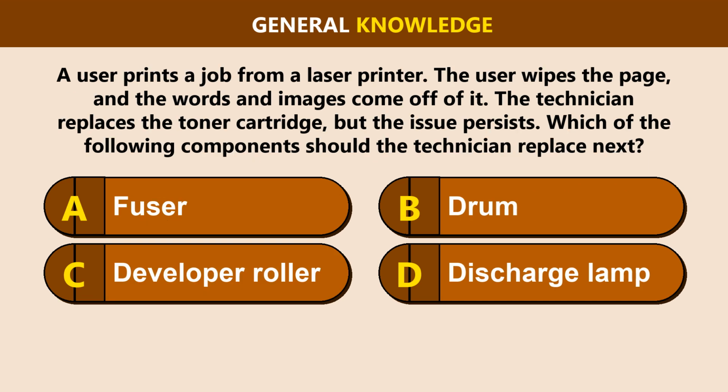Question 19. A user prints a job from a laser printer. The user wipes the page, and the words and images come off of it. The technician replaces the toner cartridge, but the issue persists. Which of the following components should the technician replace next?